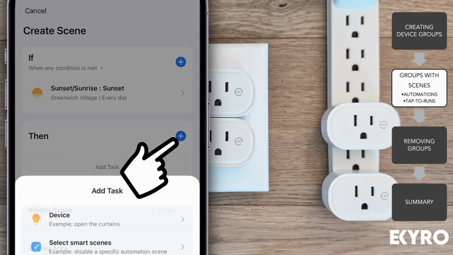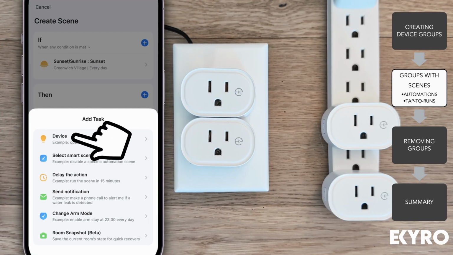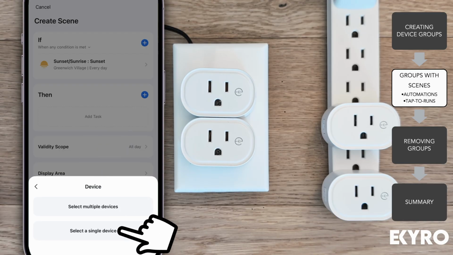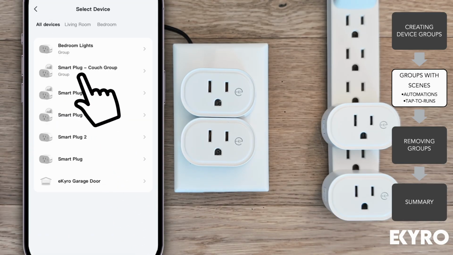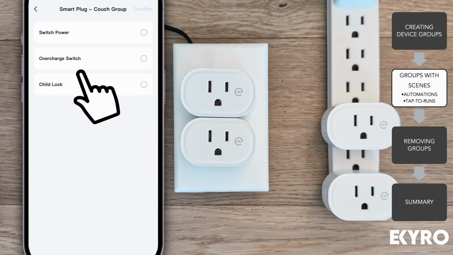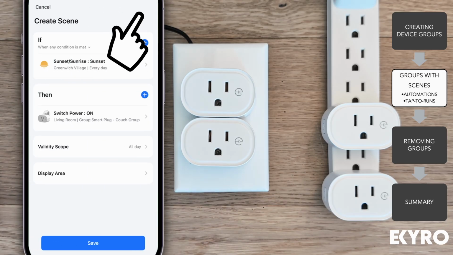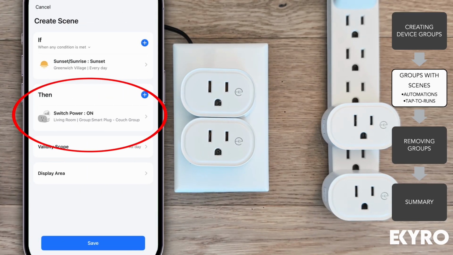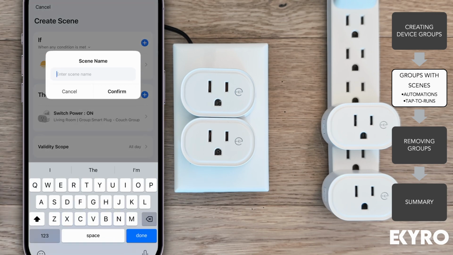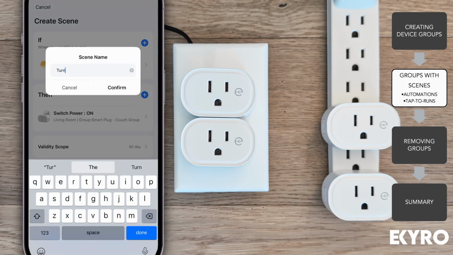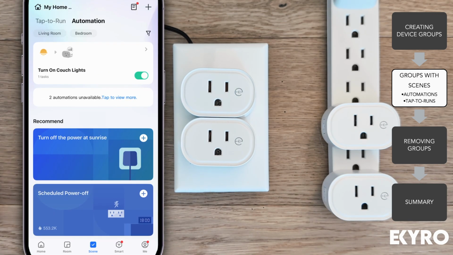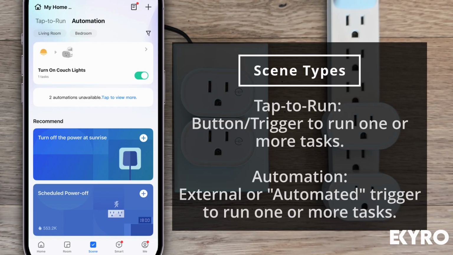location I set. And so what I'll do is I will then choose a device, single device because we have them grouped, and I will grab that group, which is Smart Plug Couch Group. Now with this group, I specifically want the switch power to be on, and I would confirm that. So here you can see that I have this automation that when the sun sets, turn on that smart group. I'll select save and name it turn on couch lights. Great. Now I have this automation set up that will execute on that specific group.